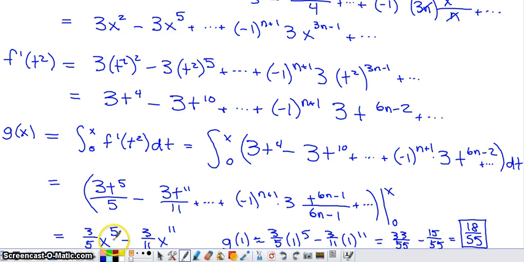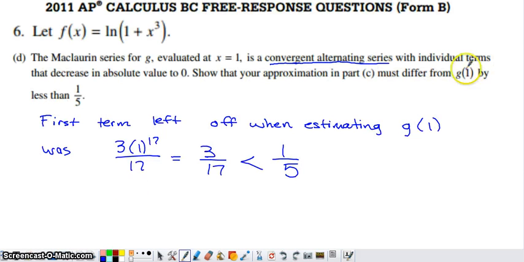And if I put 1 in place of that variable, I end up with 3 times 1 to the 17th over 17. 3 over 17 is kind of close to 1/5, but it actually is a little bit beneath 1/5. This has a value of about 0.17. So we do have an error bound established that is less than what they required of us here. And again, that's the converging alternating series error bound, not the Lagrange error bound.